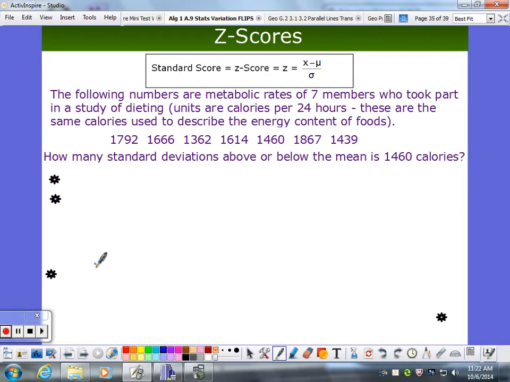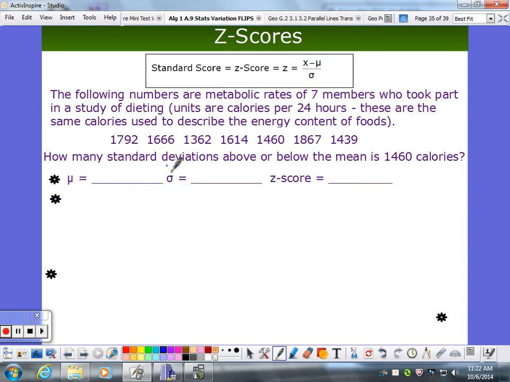This is still on page 5. The following numbers are metabolic rates. Ooh, that sounds good. Of 7 members who took part in a study of dieting. So units are calories for 24 hours. So this is how many calories they had per day. Okay, so how many standard deviations above or below the mean is 1460 calories? All right, wait a second. So one person had this many calories, another had that. And data points.